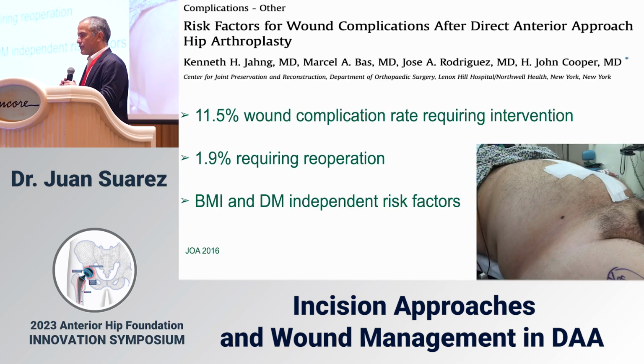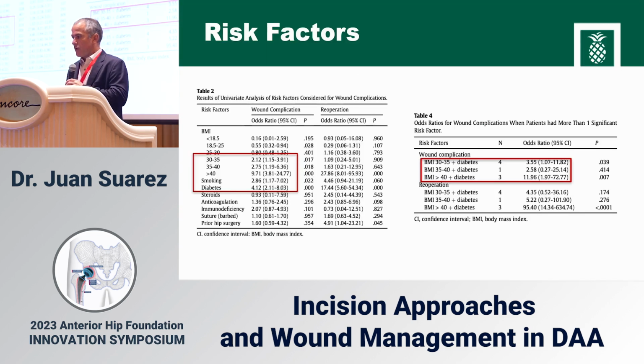What are the risk factors for wound complications in anterior approach? The guys from New York have a pretty good paper on this. They saw an 11.5% wound complication rate requiring some sort of intervention, whether local, in the office, or surgical. And they found that BMI and diabetes were independent risk factors. And they calculated the odds ratio of those independent risk factors and combined.